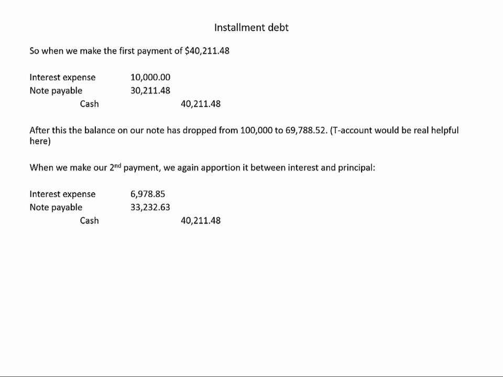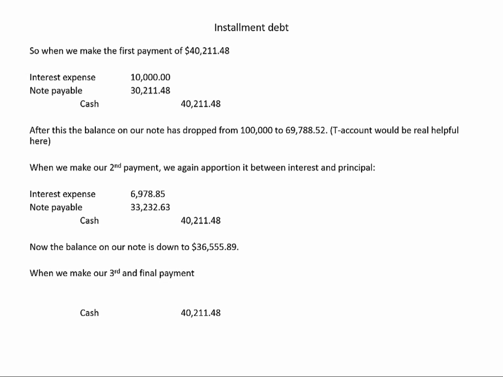Whatever's left of that $40,000 payment goes to pay down the note payable itself. So we've paid off some more of the note balance. After two payments, the balance on our note is now down to $36,555.89. Again, I'd strongly suggest using a T account to keep track of this as we go through. We're now ready to make our third and final payment.